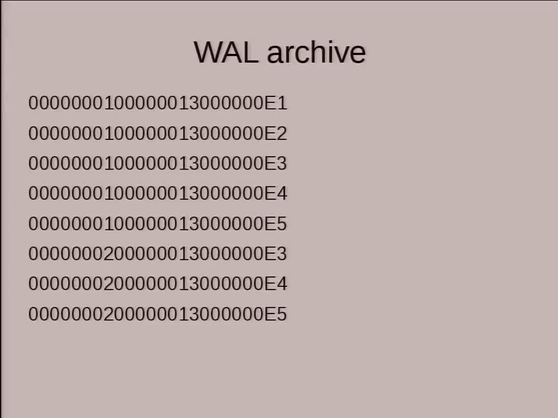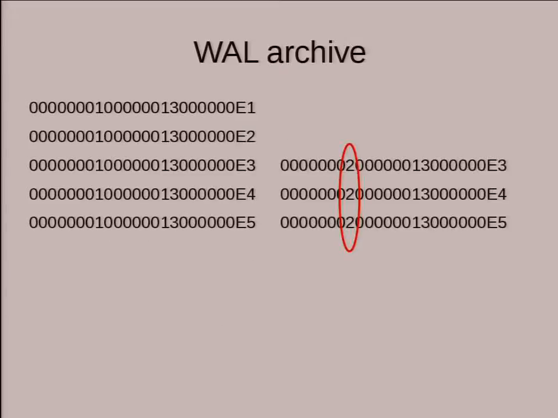So this is what the timelines look like in your WAL archive or in your pg_xlog directory. Postgres writes the transaction logs in these 16 megabyte segments, which are named like this, so the numbers increase. But if you have different timelines in your archive, we bump the first number here. And I think I have a better slide on this.